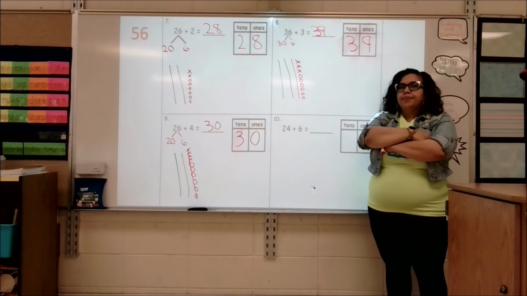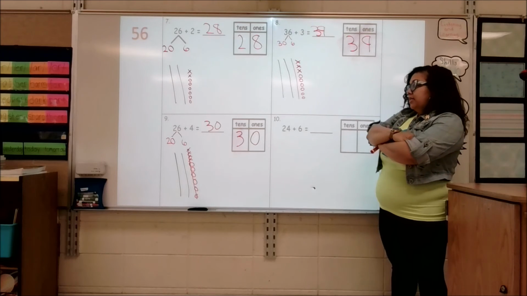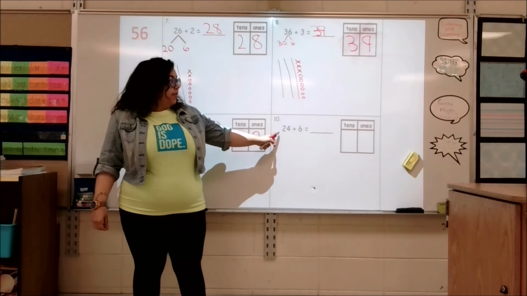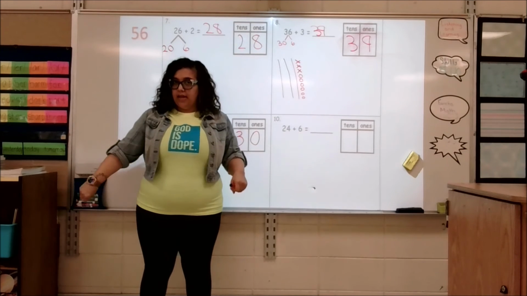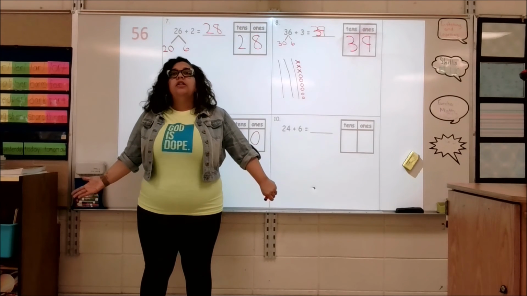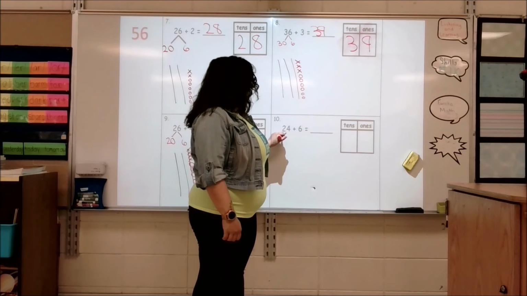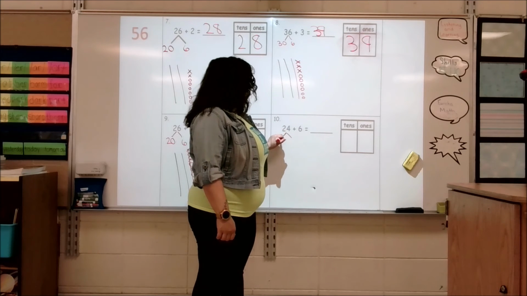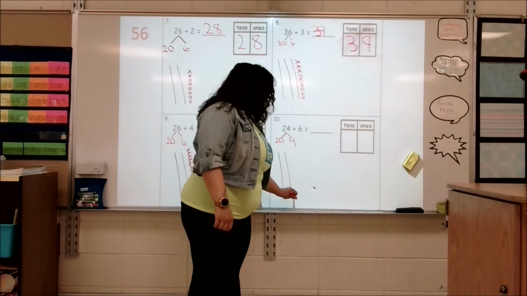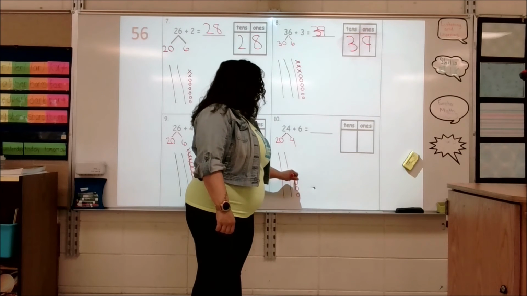Let's look at this one here. Read this problem to me. 24 plus 6. Excellent. Let's go ahead and break it down. We're going to break apart 24 into 10s and 1s. How many groups of 10 are in the number 24? 2, correct. And how many 1s? 4. Good. So let's write our number bond. 20 and 4. Let's draw our picture. 10, 20, 21, 22, 23, 24.